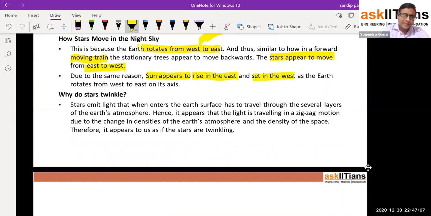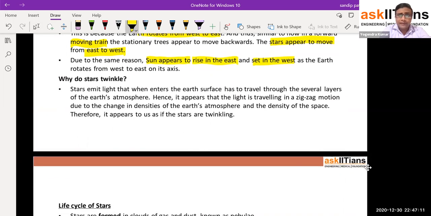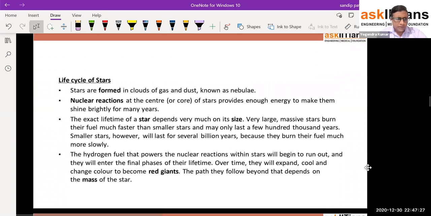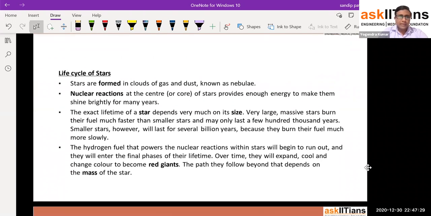Okay, then we have already seen why the stars twinkle. As I told you, light travels in a zigzag motion. Why? Because of the Earth's atmosphere. There are a lot of layers and density. You can say change in density is there. Therefore, we can see the stars twinkling. Okay. Then let's study about the life cycle of the stars.